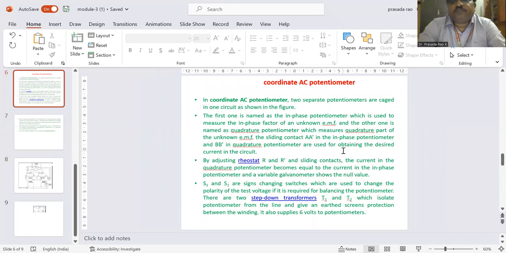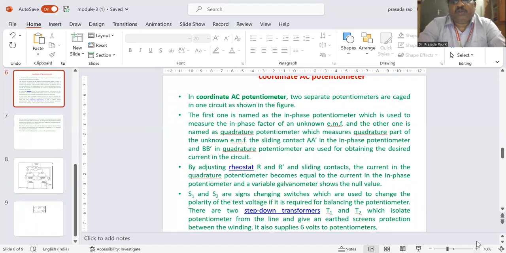Between the two potentiometers, the first one is named the in-phase potentiometer, which is used to measure the in-phase part of an unknown EMF, and the other one is called the quadrature potentiometer, which measures the quadrature part of the unknown EMF. Means to measure the in-phase quantity and quadrature quantity, two separate potentiometers are provided here.